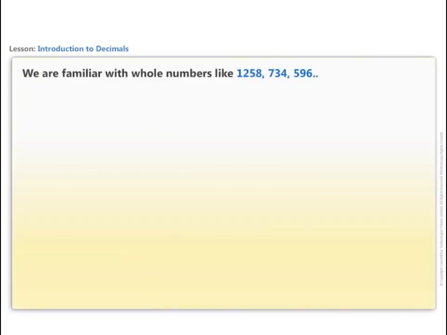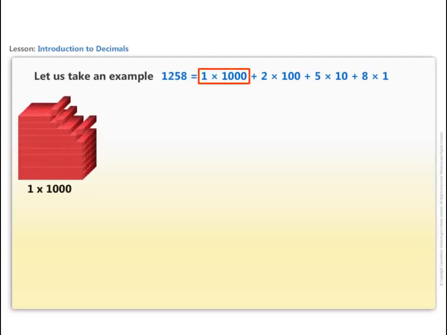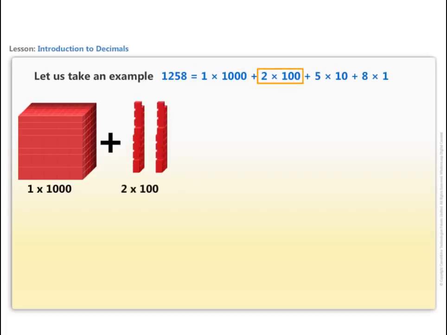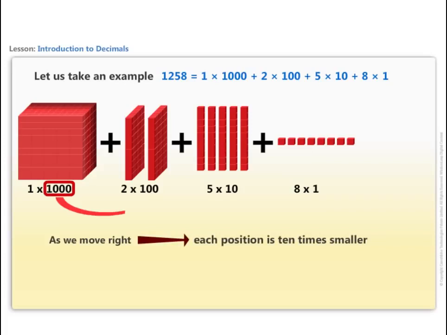We are familiar with whole numbers like 1258, 734, 596. Let us take an example. 1258 can be expressed in terms of 10. So, it has a 1000, 2 hundreds, 5 tens, and 8 ones. Look at the pattern as we move right. Each position is 10 times smaller than the earlier one.